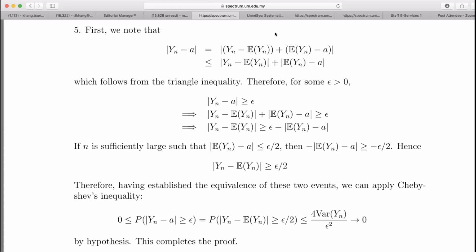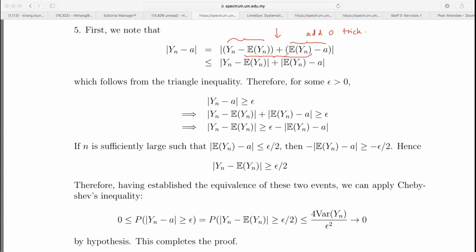Okay. I can write it like this. Now you notice this part here. This is the add zero trick. You introduce something and then you cancel it off. So basically, you're not doing anything funny here. You just add something, you remove it, but then after you add and remove, you make a rearrangement. So you have one grouping here and one grouping here. This grouping is what you actually are familiar with. This will allow you to use Chebyshev's inequality because this is Yn minus its expectation.